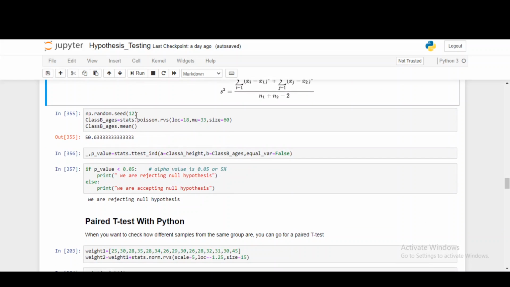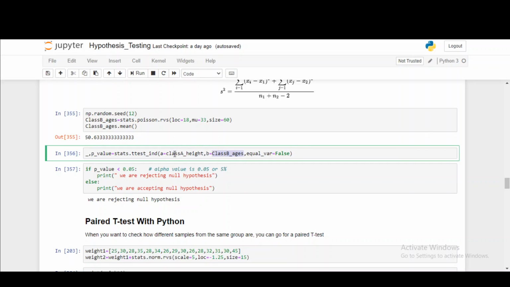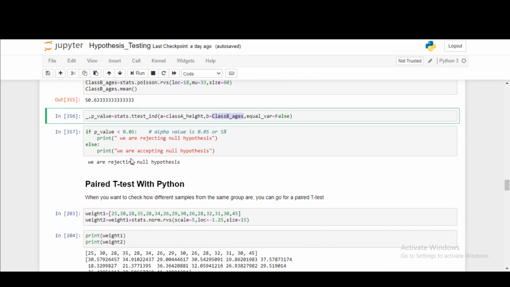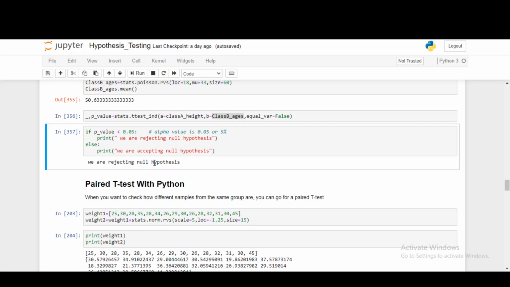Similarly, I have taken a similar data set and passed it here, something like class B and class A height. Okay, two variables I have made, and I'm passing them here and just checking the p value. So here also the p value has come greater than 0.05. Okay, so that is the reason we are rejecting the null hypothesis.